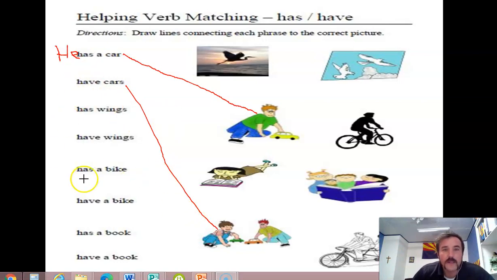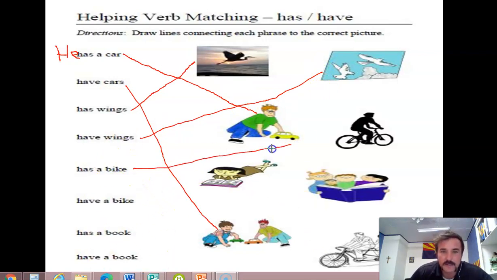Now we're dealing with wings. Well, I see one bird singular here, or two birds. Now it doesn't look like a big bird, but those are two birds, right? So which one is has, which one is have? You put right. The bird has wings. The birds have wings.